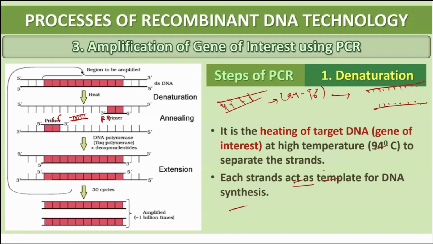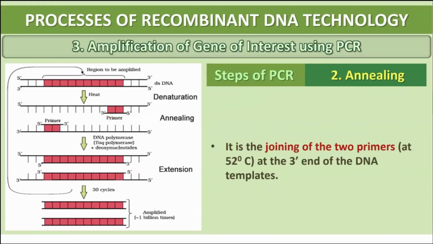So what I was trying to say is that after the DNA strands are separated, the next step is the annealing step. In this annealing step, it is the joining of the two primers at around 52 to 55 degrees at the 3' end of the DNA template. As you can see, the primers are joining at the 3' end.